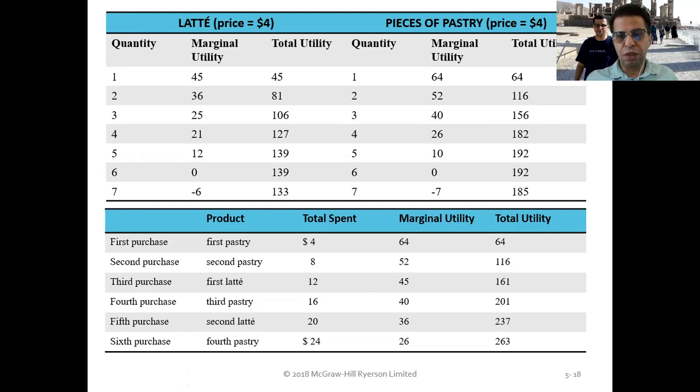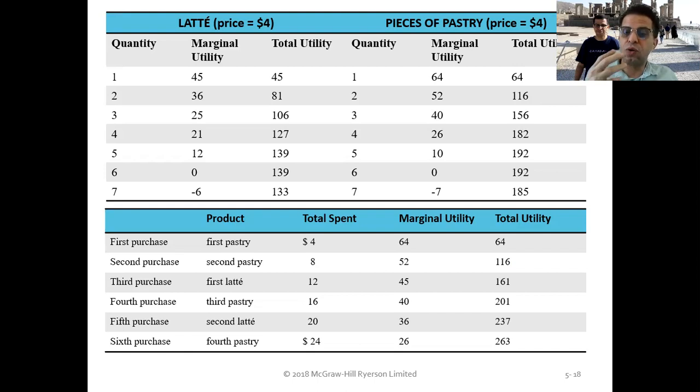So here, where we are selecting, which one is giving us more utility? We notice that the pastry is giving us more utility. So our first purchase will be pastry because it's giving us 64. Now on the second one, what are we going to look at? We looked at the marginal utility for the second pastry, which is 52. The first marginal for the latte is 45. So we're going to purchase the second pastry because it's giving us more marginal utility.